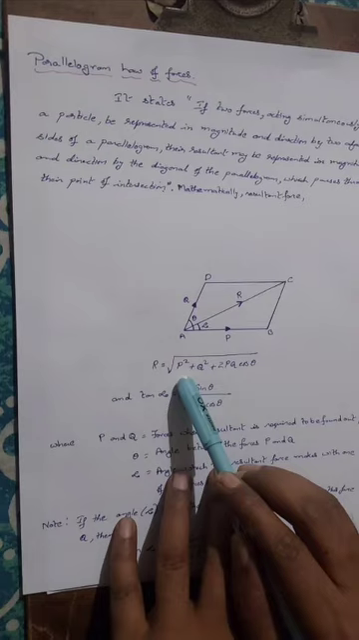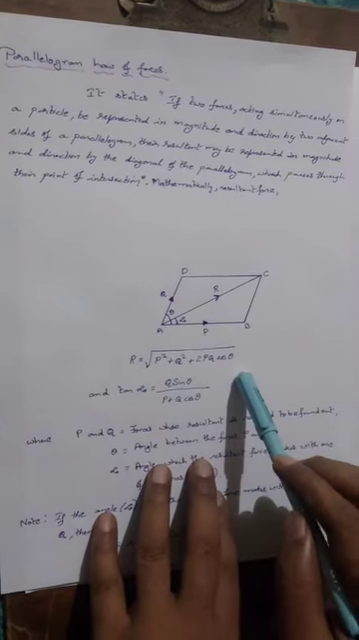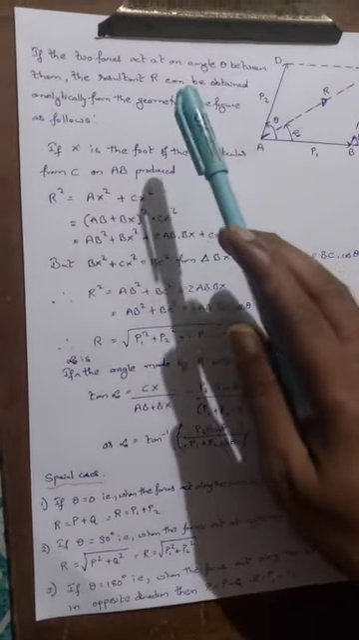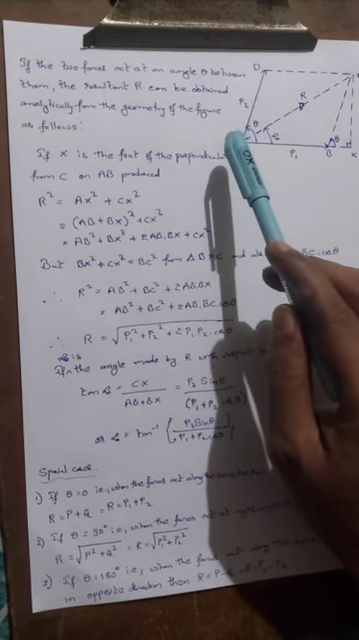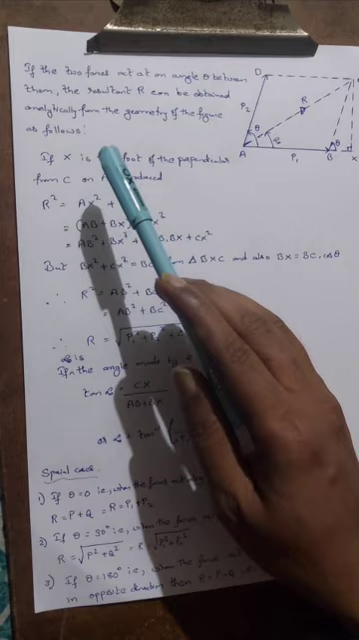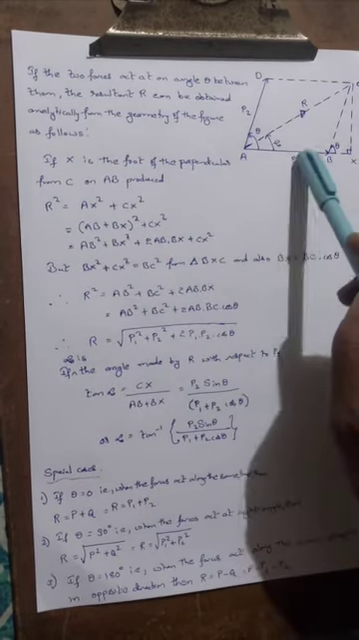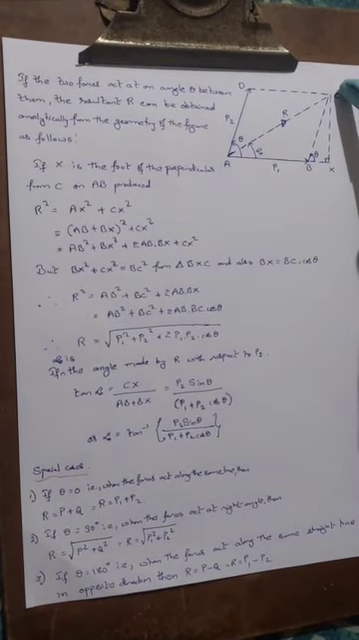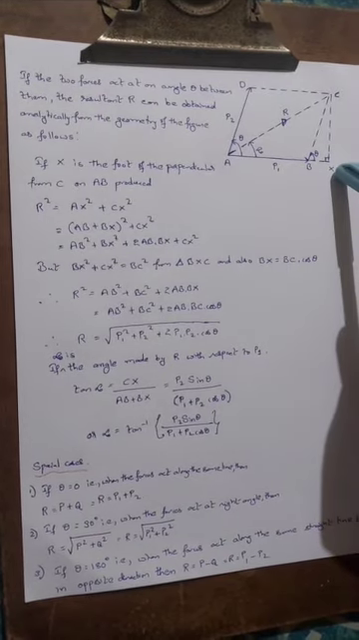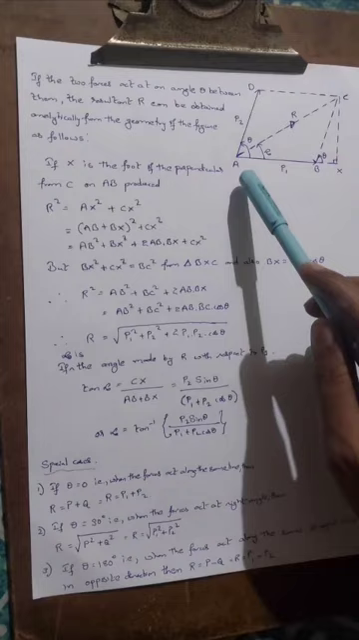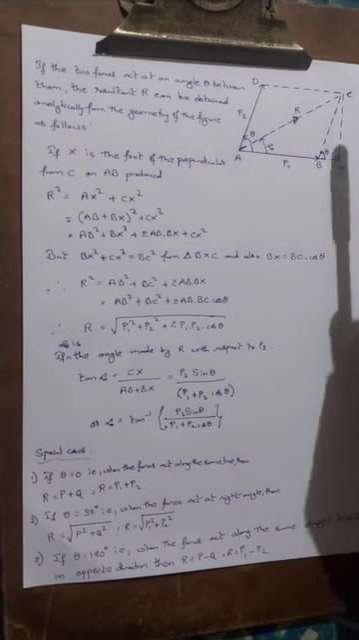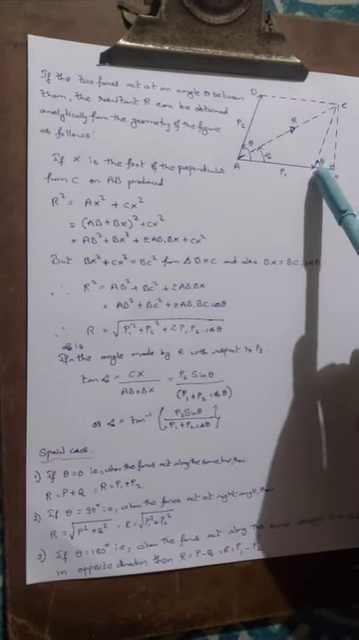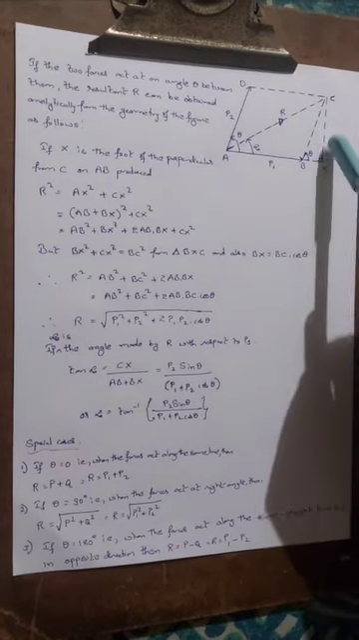Resultant is equal to root of P square plus Q square plus 2PQ cos theta. Here, if two forces act at an angle theta between them, then the resultant can be obtained analytically from the geometry of the figure as follows. If X is the foot of the perpendicular from C on AB being produced, then resultant R square is equal to AX square plus CX square. AX square is equal to AB plus BX whole square plus CX square.